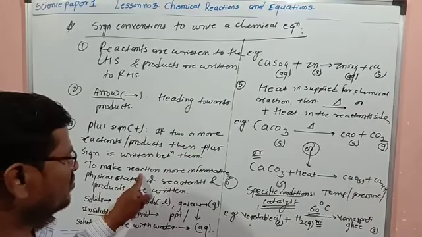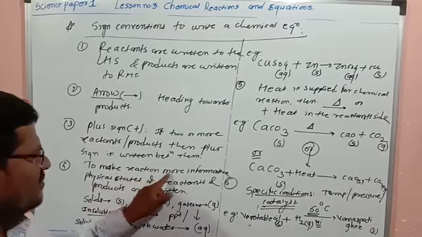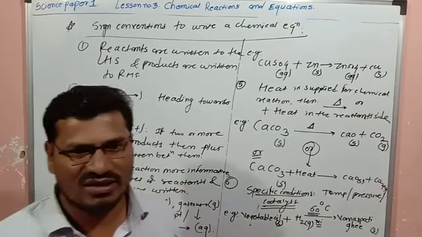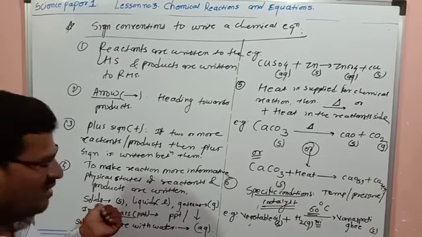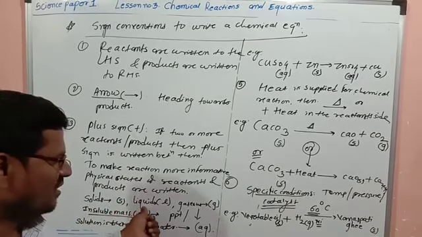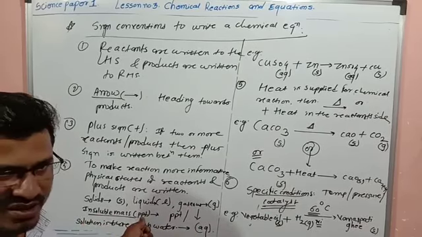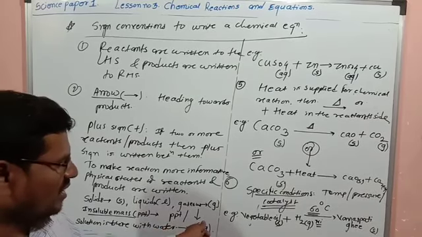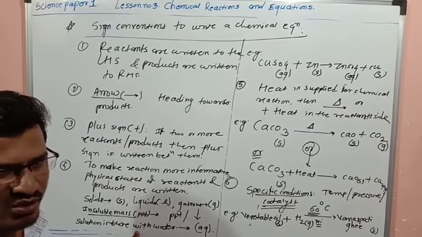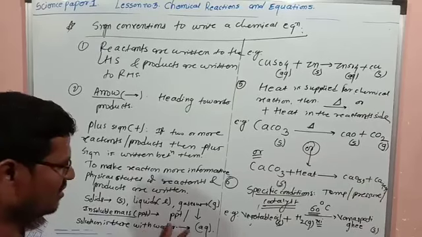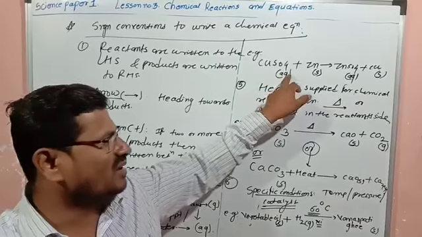The fourth point is related to making the reaction more informative. For that, we have to write the physical states of the reactants as well as the products. If a reactant or product is solid, you write (s). If it is liquid, then (l). If gaseous, then (g). If an insoluble mass, a precipitate, is formed, you can write ppt or a downward arrow. And if a solution is in water, then you write (aq) to the right of that chemical formula, in subscript.